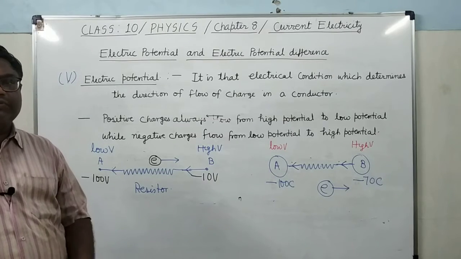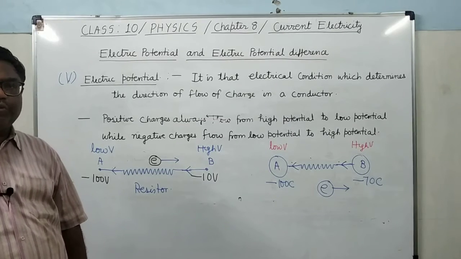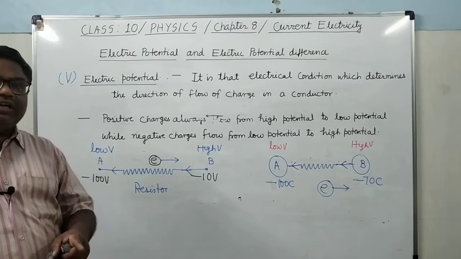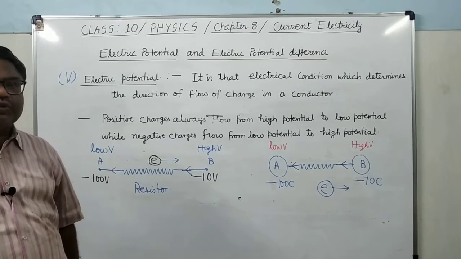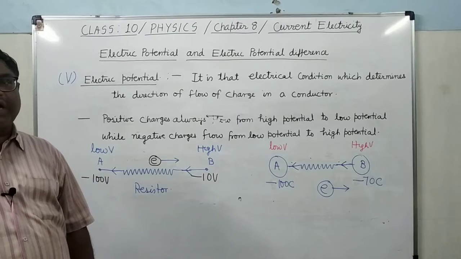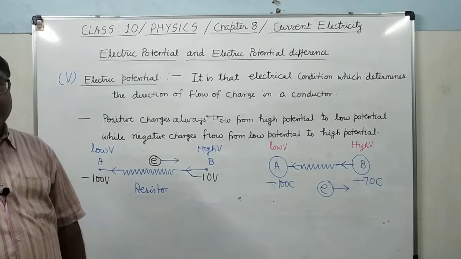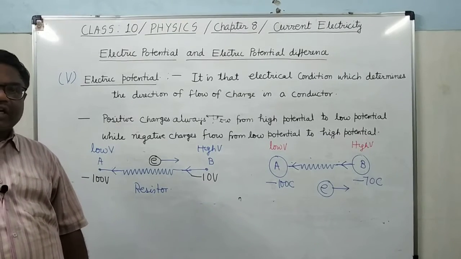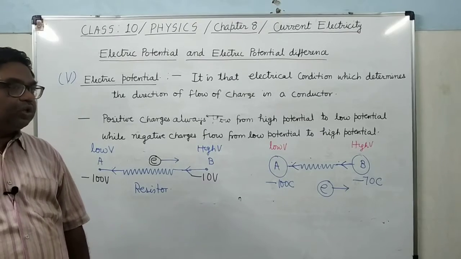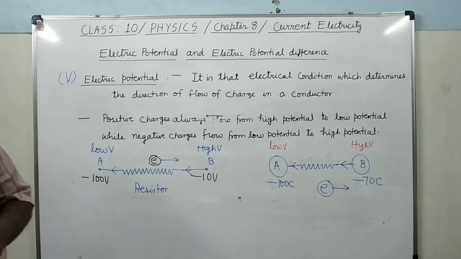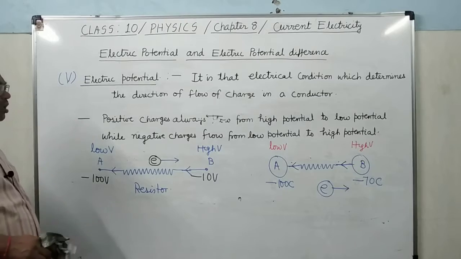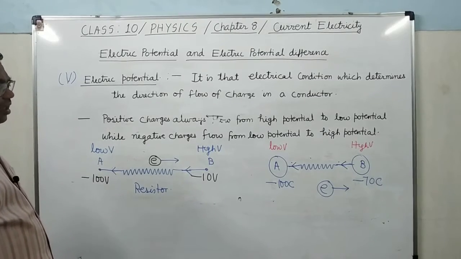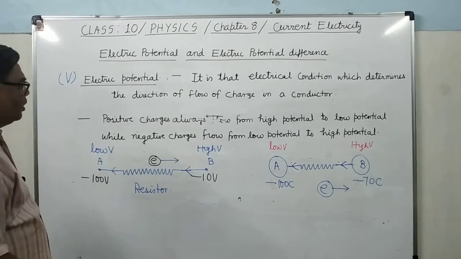Positive charge always flows from high potential to low potential. Means electric current, which is the direction of flow of positive charge, always flows from high potential to low potential. While the negative charge, that is electrons, flows from low to high electric potential. Is it clear? Negative charge, that is electrons, flows from low to high.